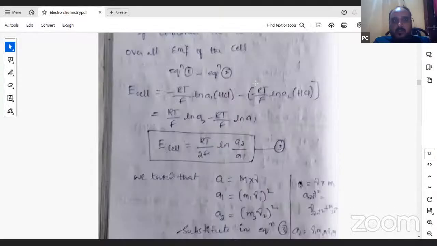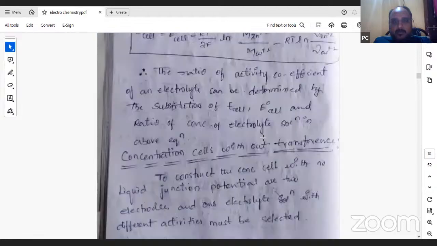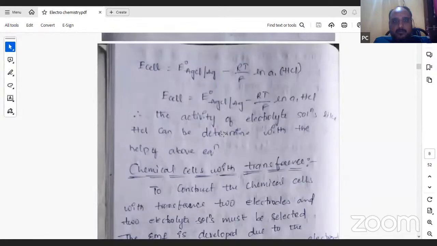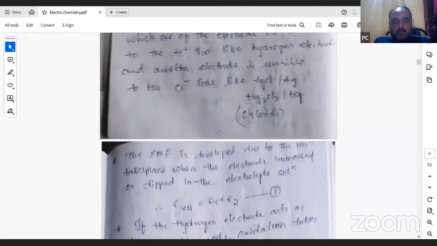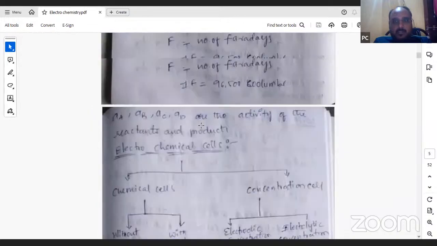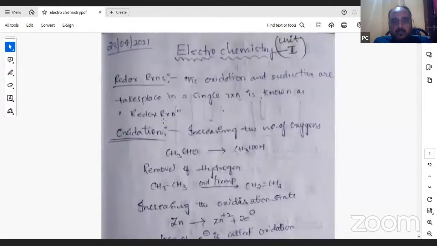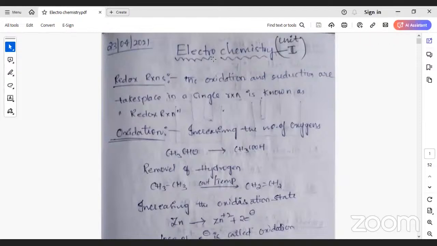Right. So, are you able to see the screen? Yes. So the screen is visible or not? Okay. Visible. Yes, visible. Okay, fine. So, right.